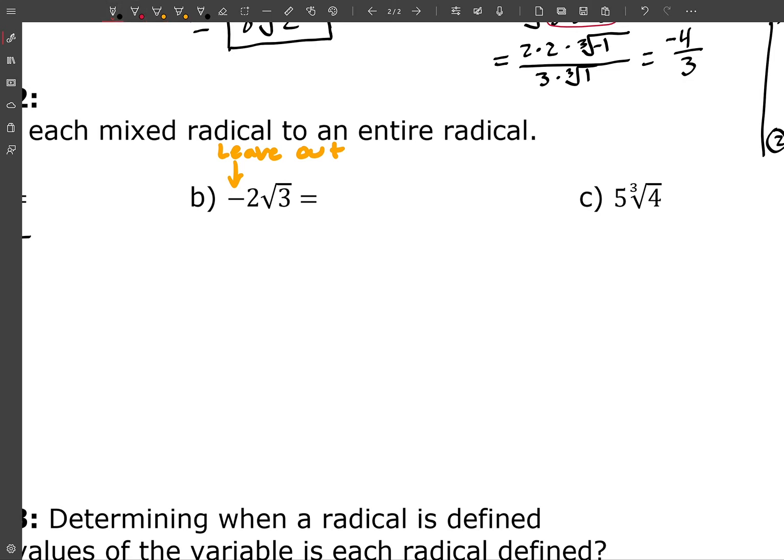So I'm just going to leave the negative, and I'm going to say, okay, another way of writing 2 is the square root of 4. So what I get here is negative square root of 4 times 3, which is negative root 12. Do not put the negative on the inside. Leave it out there. All right, last one.